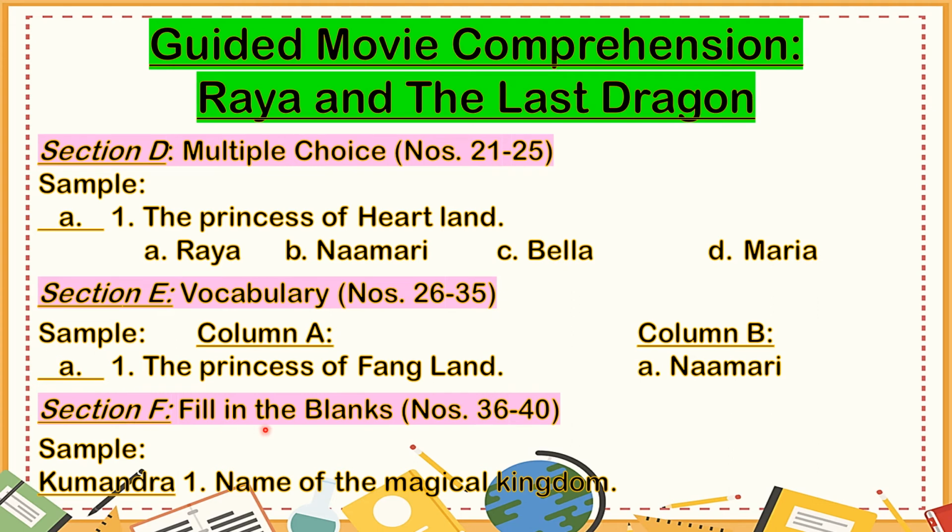Section F, fill in the blanks, numbers 36 to 40. So class, you are going to choose your answer in the box. Example, number 1: name of the magical kingdom. Choices: Komondra, Drone. The answer is Komondra, so you're going to write Komondra on the space provided before the number.